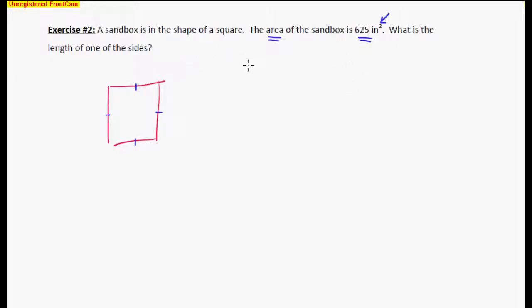So I might as well start out with the area of a square formula: A equals s squared. And it asks what is the length of one of these sides? So I want to know what s is. Each one of these sides is equal to s, so I could label that over there if I want. They tell me that I have 625 square inches in area, so I'm going to plug that in for A, and I still have this s squared.